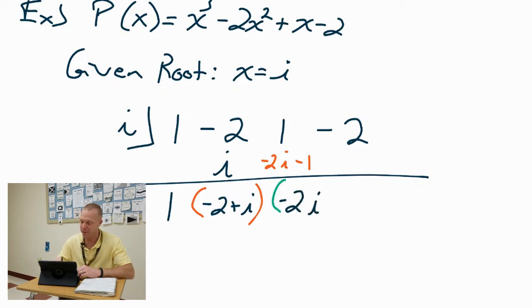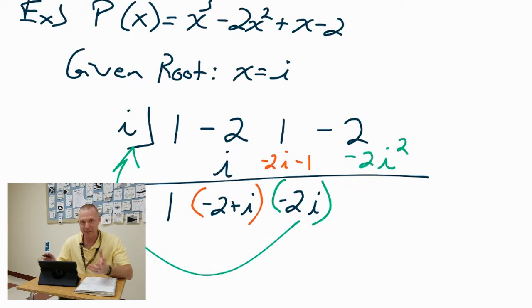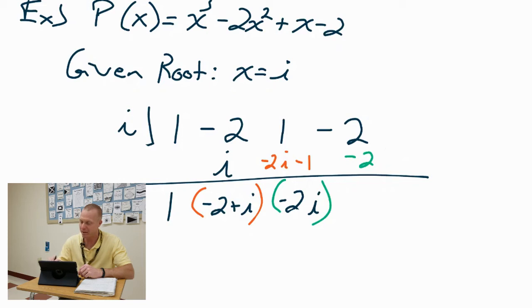Well, -2i is going to get multiplied by i. Are you doing that? That's -2i squared. Now, it's all right with me if you leave out the i squared, because you know that i squared equals -1, and right away you can change this i squared to be -1 times -2, which is +2.